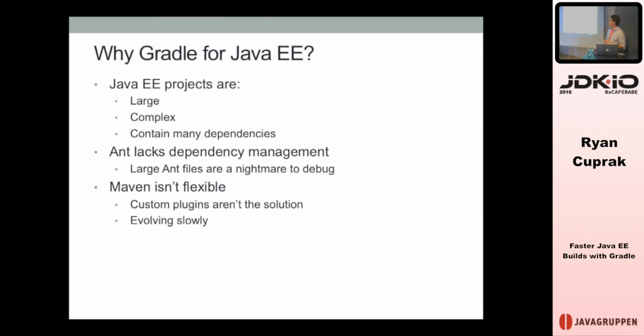So why Gradle for Java EE? Well, Java EE projects are large, complex, and contain many dependencies. So you'll very often have many modules that make up a Java EE project, and doing a full build with Maven can be time consuming. In comparison, Ant lacks dependency management and is a nightmare to debug. And with Maven, it really isn't flexible enough.